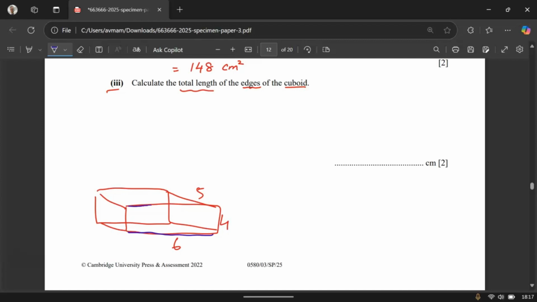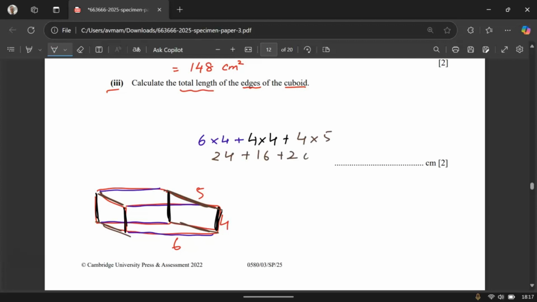This side 6 over here, there are 4 of these. One as I drew just now, one on top, one on the other end and one behind. So 6 times 4 plus, say 4 also will have 4 of these, one over here, second, third and fourth. So that's going to be 4 times 4 plus 5 over here, another 5 over here and over here. So that is also 4 times 5. So this is 24 plus 16 plus 20. 40 plus 20 will give you 60 centimeters.